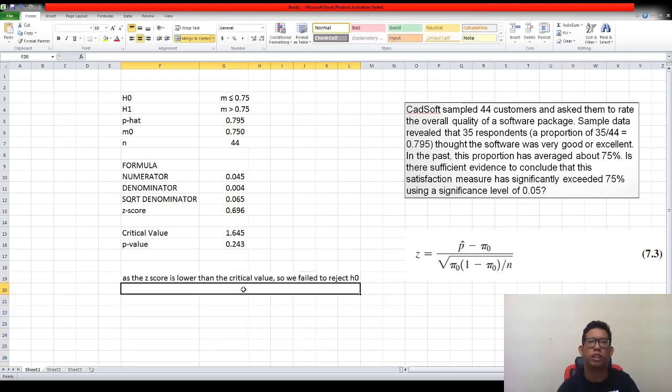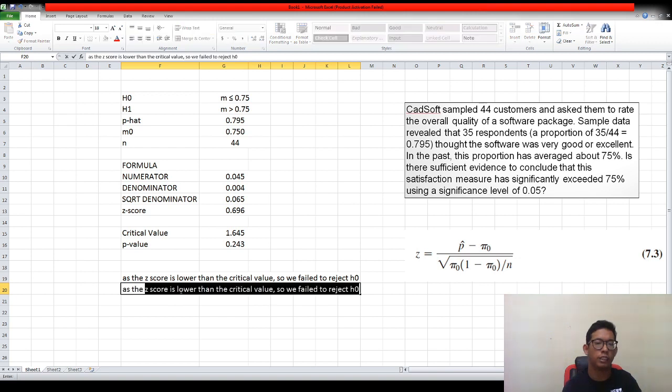Another conclusion that can be made is by using the p-value. As we can see here, the p-value is 0.243, which is higher than the significance level of 0.05. So we can say that as the p-value is higher than 0.05, we fail to reject H null.